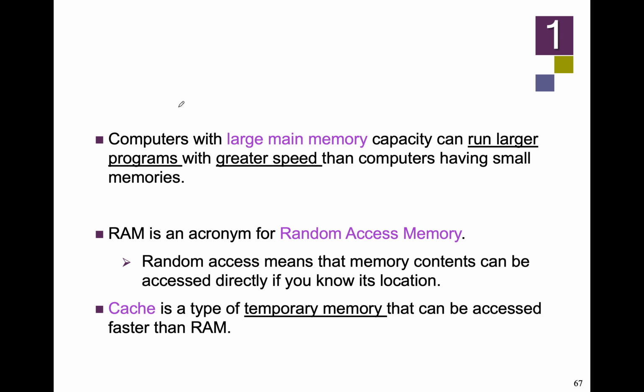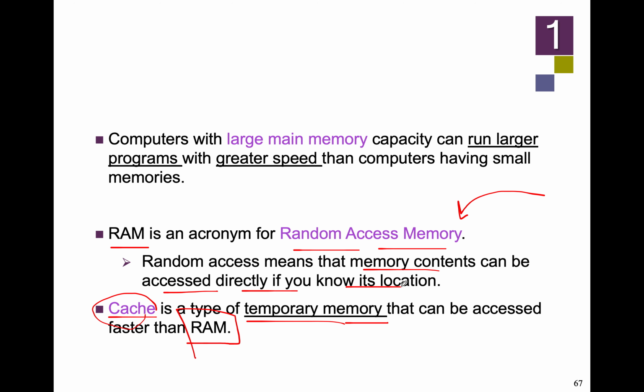And basically this is how you need to know about your computer, which later you are going to go deeper into, especially this RAM, which is random access memory. Later on you will see the ROM. So what is the acronym for ROM? And cache also. Normally we say, I want to clear my cache in my Google Chrome. So what is cache used for? It is a type of temporary memory that can be accessed faster than your RAM. And RAM, your random access memory, means that memory content can be accessed directly if you know its location.